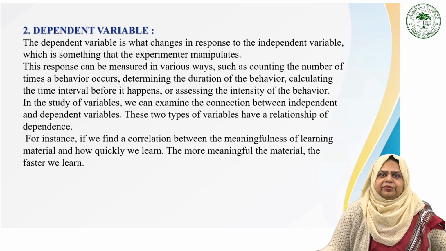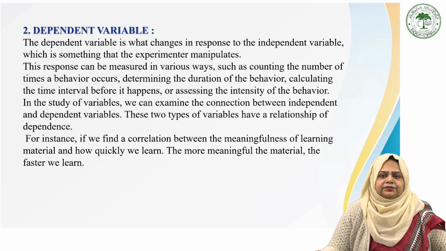The second category of variable from the viewpoint of causal relationships is the dependent variable. In scientific experiments, dependent variables are those variables that change in response to the independent variable, which is something that the experimenter is manipulating. It's like a measure of how the subject behaves or responds to the changes. This response can be measured in various ways, such as counting the number of times a behavior occurs, determining the duration of the behavior, calculating the time interval before it happens, or assessing the intensity of the behavior. These measurements help scientists understand the relationship between the independent and the dependent variables and draw conclusions from their experiments.